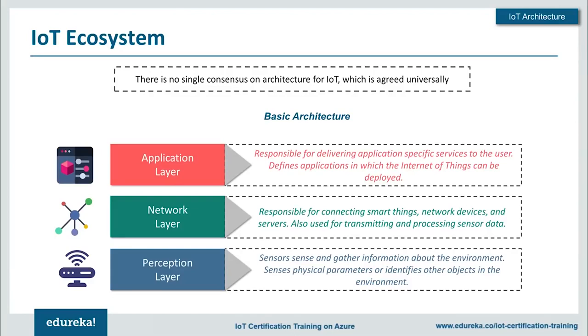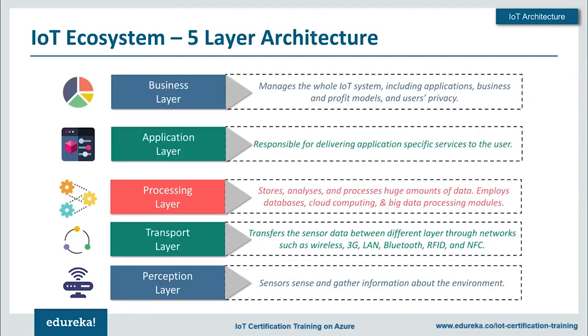This architecture can also be expanded to a five-layer architecture. When I talk about a five-layer architecture, it's quite similar. The difference mostly comes around the transport layer, the processing layer, and the business layer. Where three layers did the earlier task, we've just broken this down so that we have an easier operation or a smoother system. Again, the perception layer remains the same, gathering information from the sensors, but the transport layer transports the data from the sensor to the processing center. This could be through a wireless system, Bluetooth, RFID, 3G, NFC, or any medium that I choose.